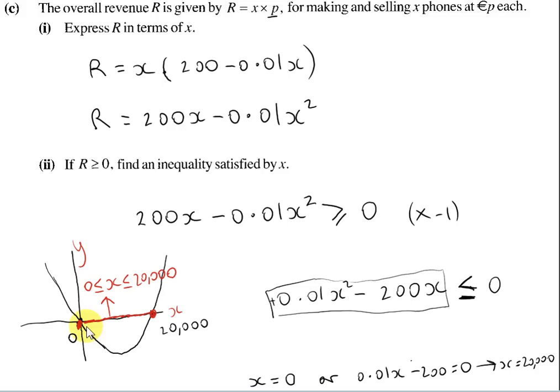Of course, if you don't want to draw the graph, you could pick a value between, say, 0 and 20,000, plug it into this and see if it satisfies it. You could pick, say, 10,000, plug it into this. If you plug in 10,000, you will indeed get a negative value. But the graph is the quickest way to do it. If 10,000 gives a negative value, then all the values between 0 and 20,000 will solve this inequality.